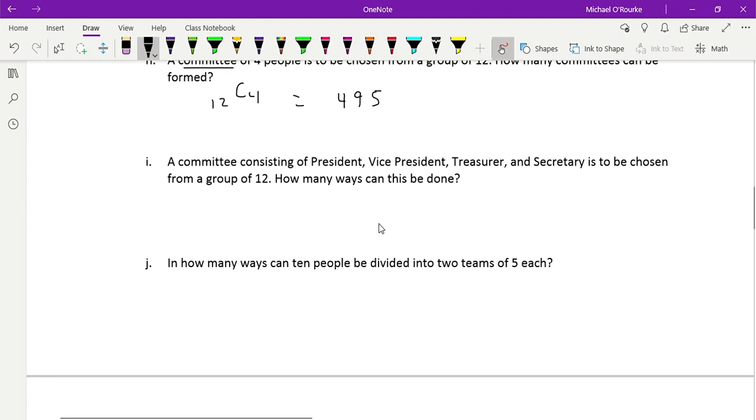Now this one: a committee consisting of a president, vice president, treasurer, and secretary is to be chosen from a group of 12. Treasurer, good. Secretary. There's 4 roles there, isn't there? So it's a permutation because the roles matter within that. You have a committee, but then you're assigning roles.